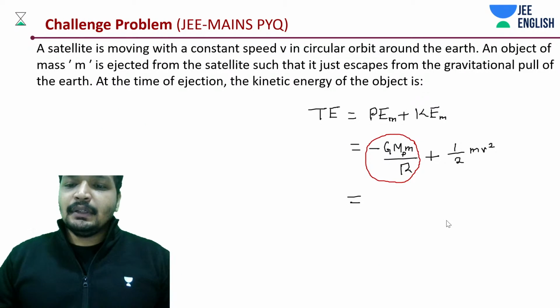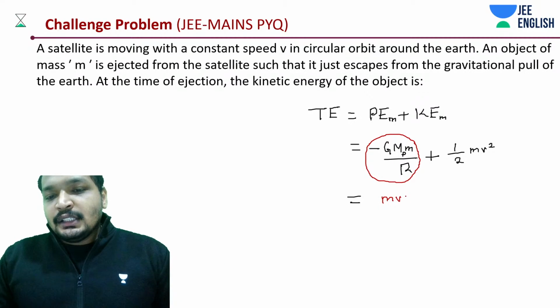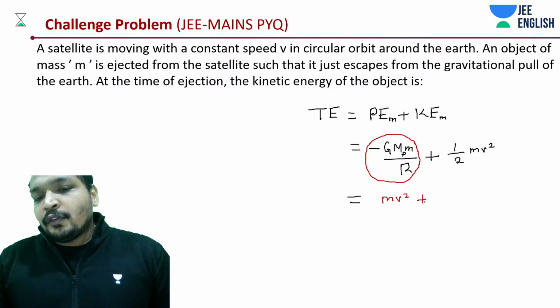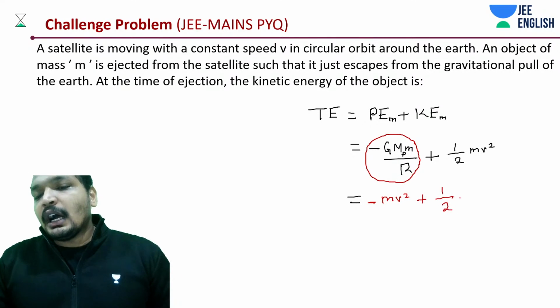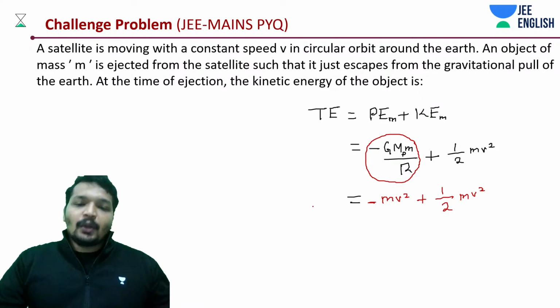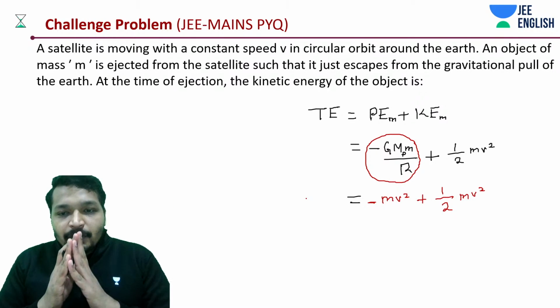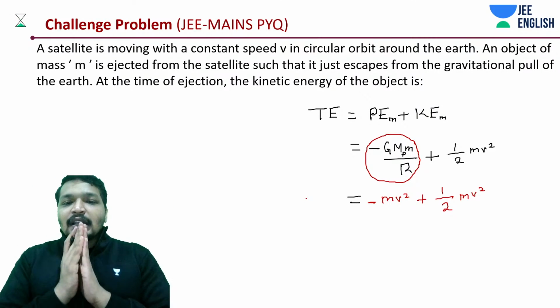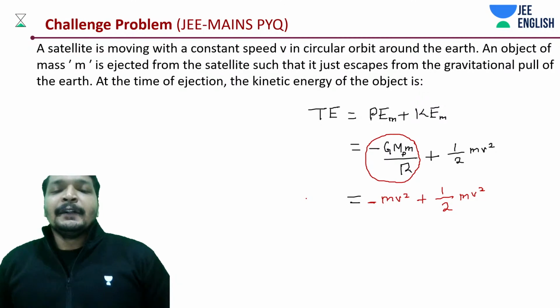Okay, that's it. So minus mv square plus half mv square, and of course your total energy is going to be negative for an orbiting object. And there is one more interesting theory. If you know that theory, you could answer this question so quickly.